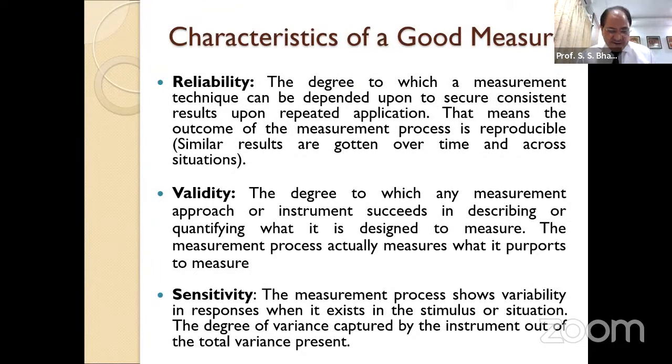Okay. Next is validity. Validity is more to do with whether the results you've got can be applied or interpreted for the population. Right? Basically, why do we carry out research? Research we carry out for the population, but we don't use the population for carrying out research. We use samples. And based on the samples, whatever results we get, we need to interpret those for the population, right? So validity means that whatever results you get for the sample should be applicable to the population. That means the degree to which any measurement approach or instrument succeeds in describing or quantifying what it is designed to measure. The measurement process actually measures what it purports to measure.